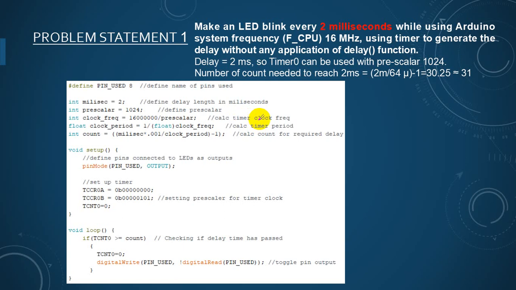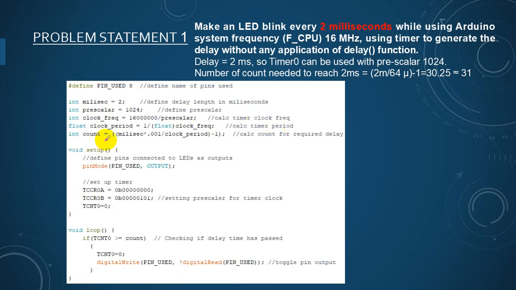Calculate timer clock frequency. Then float clock period. Clock period should be float. There can be decimal point. So 1 divided by the float clock frequency. Okay. 1 divided by the clock frequency, but the entire field will be in float. Okay. That is fractional part. Calculate timer period. Finally, integer count.